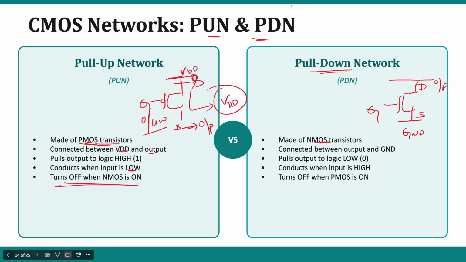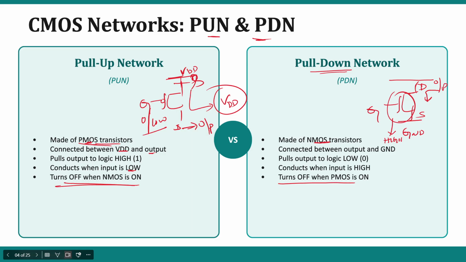It pulls the output to logic 0. So the output value is pulled down to the ground value, 0, meaning a low value. Okay. It conducts when the input is high. Whenever the input is high, or logic 1, the NMOS is going to be turned on and gives the output as you want. Okay. It turns off when PMOS is on. I already said that when PMOS is on, NMOS is going to be off.